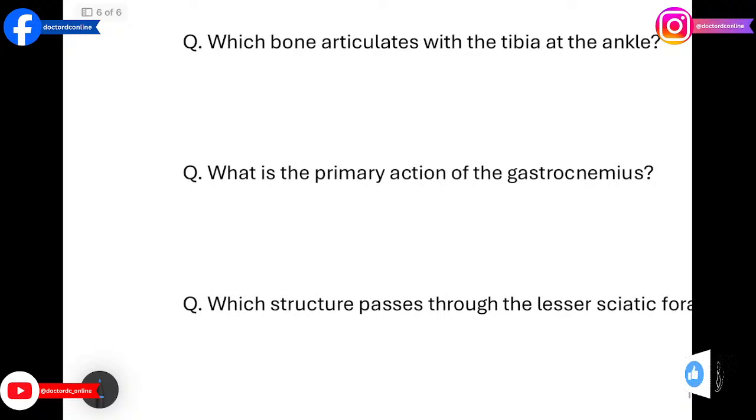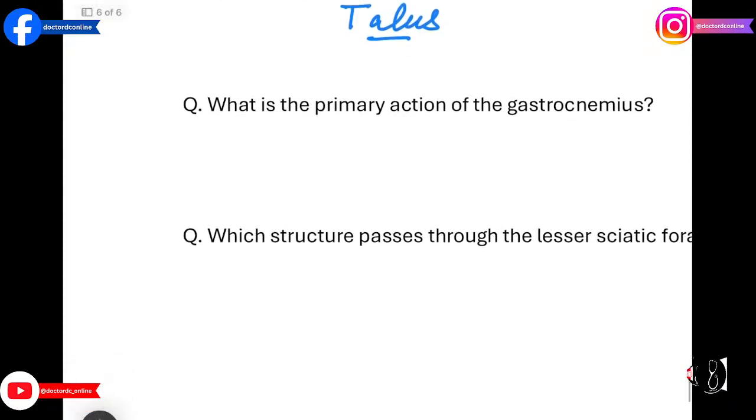The next question is, which bone articulates with the tibia at the ankle? And the answer is talus. It forms the talocrural joint, enabling ankle movement.